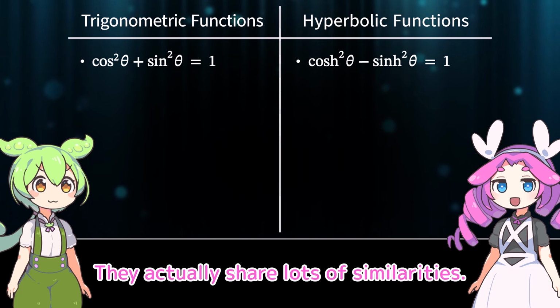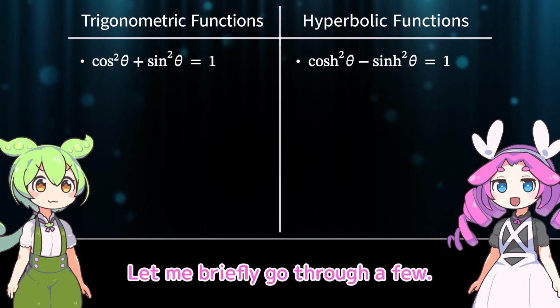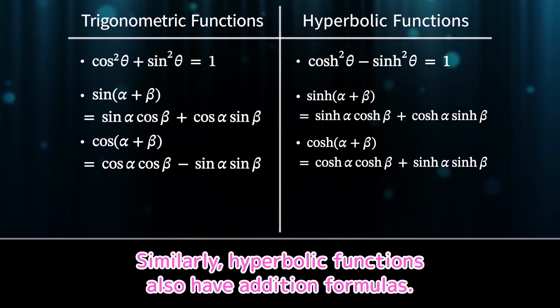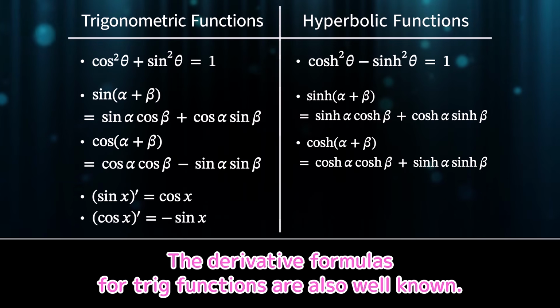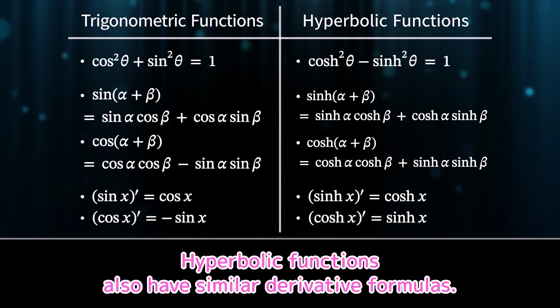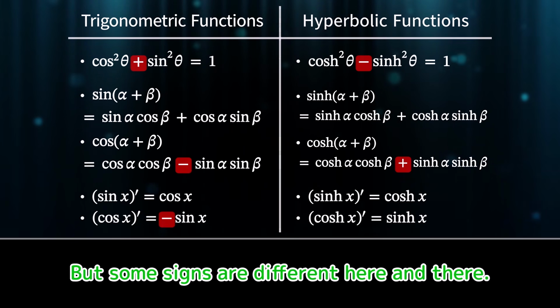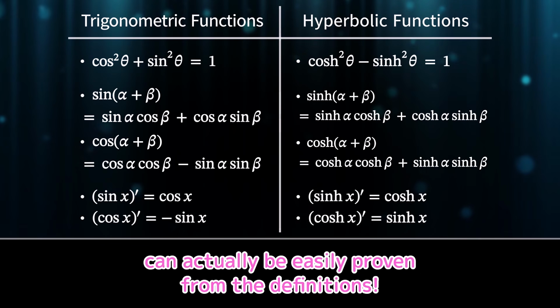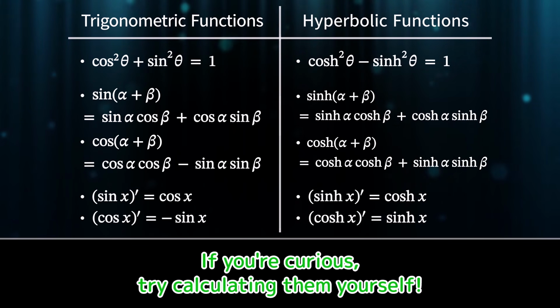By now you're probably starting to see how trig and hyperbolic functions are alike. They actually share lots of similarities. Let me briefly go through a few. For example, trigonometric functions have addition formulas. Similarly, hyperbolic functions also have addition formulas. The derivative formulas for trig functions are also well known. Hyperbolic functions also have similar derivative formulas. Wow, they're really similar. But some signs are different here and there. They look similar but differ slightly. All of these hyperbolic formulas can actually be easily proven from the definitions. If you're curious, try calculating them yourself.